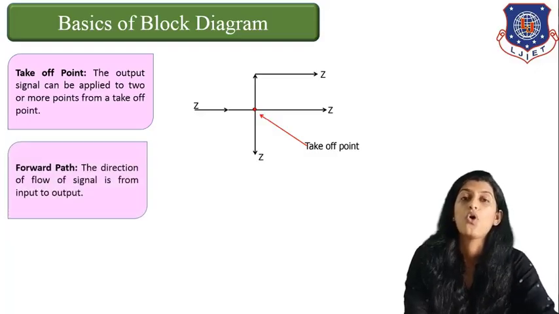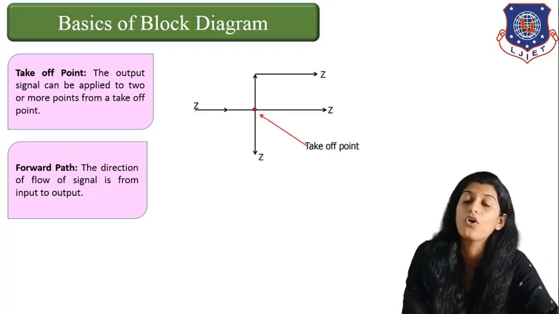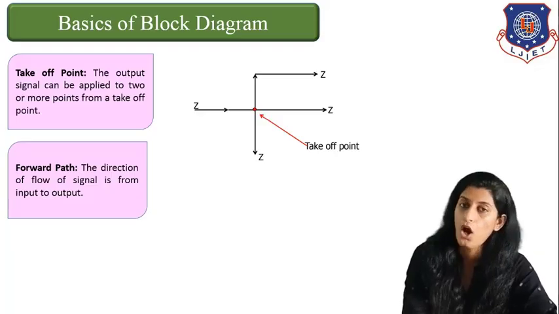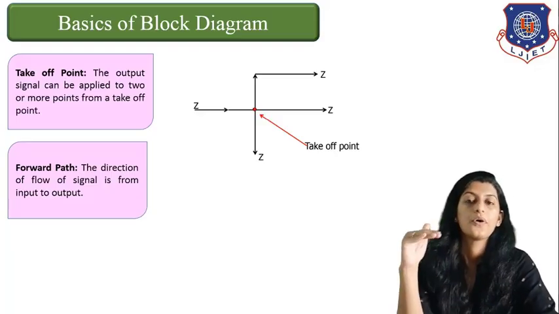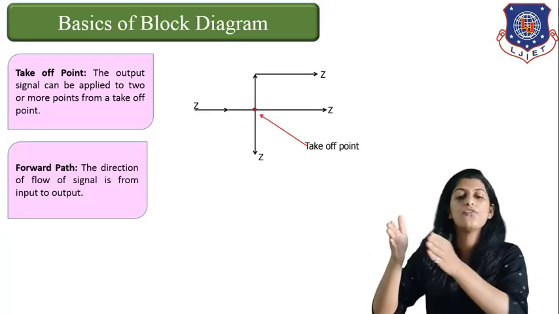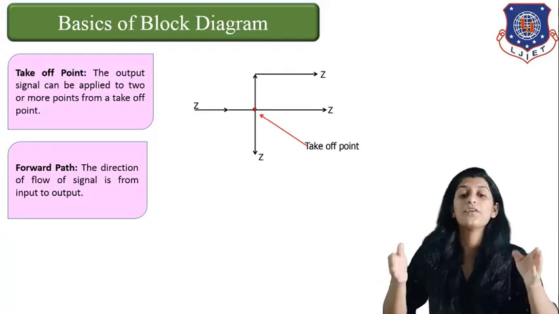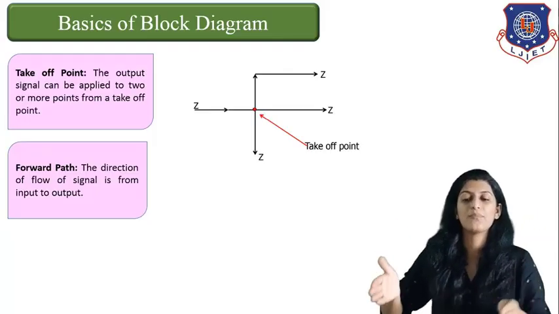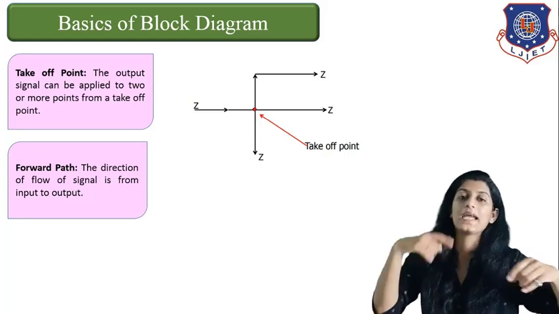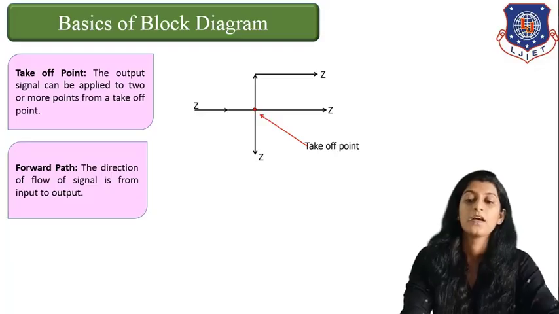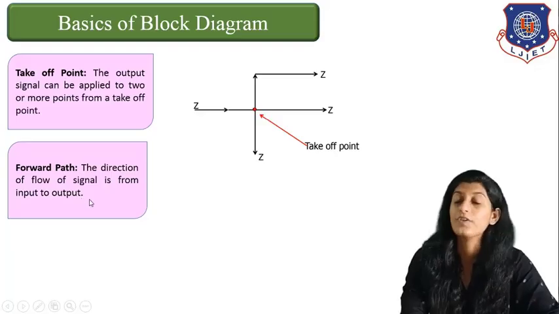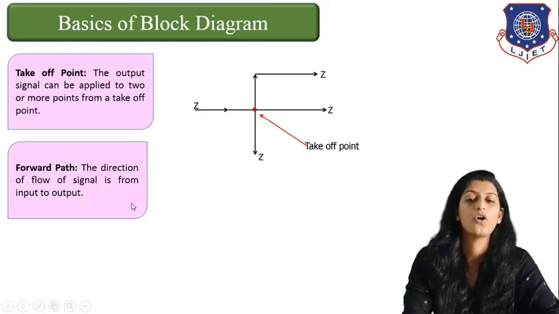Next is the forward path. So what do we mean by forward path? It is the direction of flow of signal from input to output. What we need to do is start from our input point and move toward the output point. Whenever we are moving from the input point to the output point, that flow line is known as the forward path. Here, flow path refers to how we are moving in a block diagram.